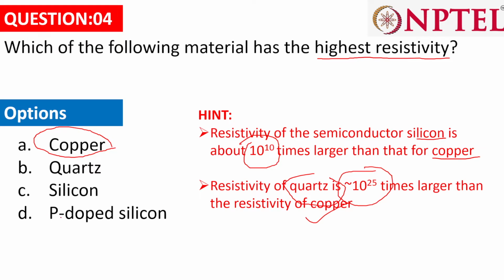And P-doped, what will happen here? Conductivity will be more as compared to silicon. For P-doped it will further decrease the resistivity. What does doping do? Doping increases the resistivity or decreases the resistivity? Decreases. So if the resistivity of silicon is 10 raised to the power 10 times of copper and quartz is 10 to the power 25 times of copper, then who will have the highest one? Quartz. Yes, so the correct answer will be quartz.